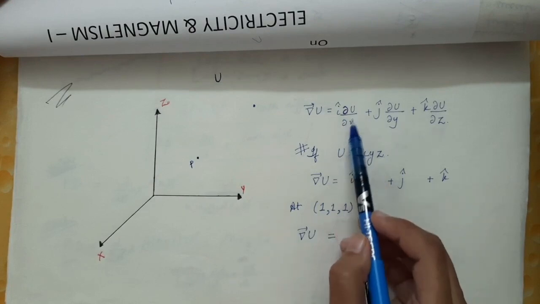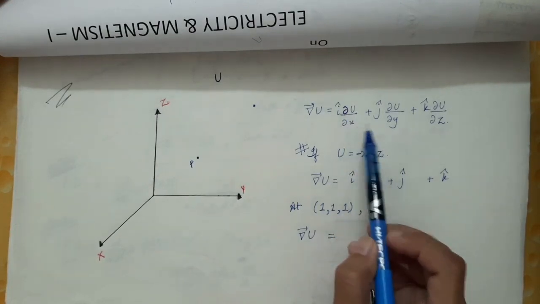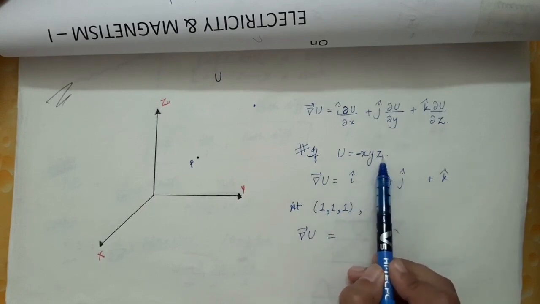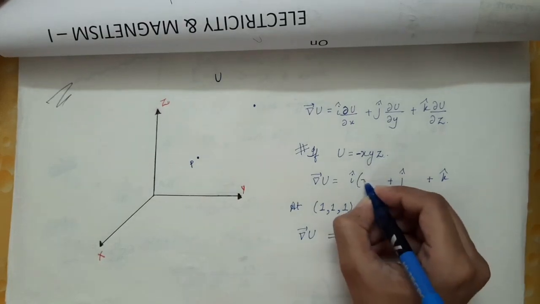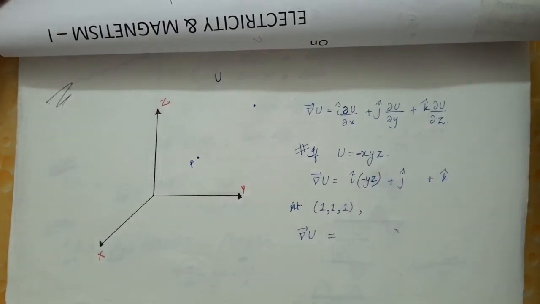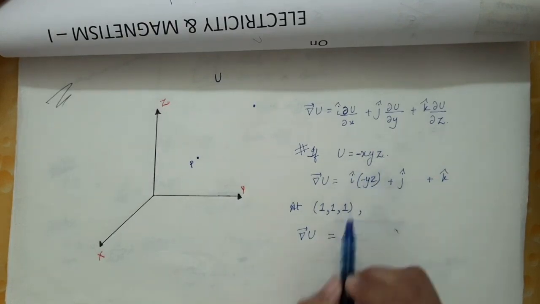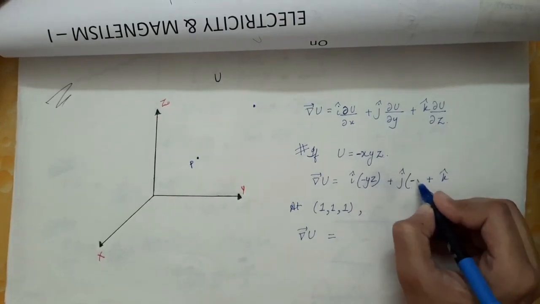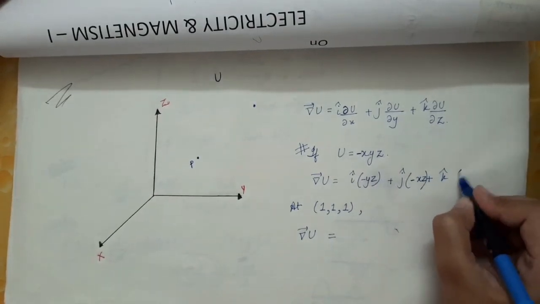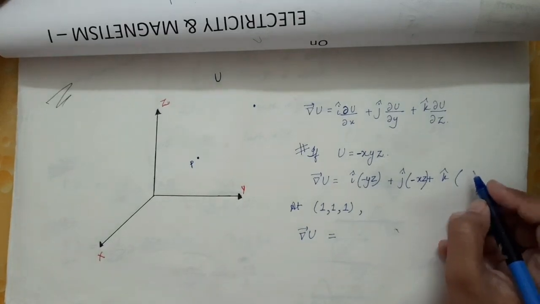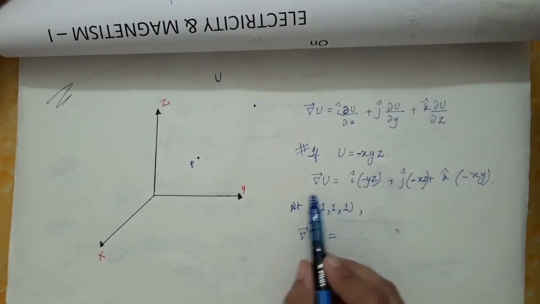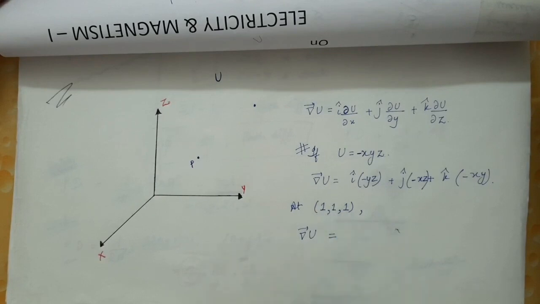The gradient is given by del u by del x i cap. When you do the partial differentiation of u with respect to x, you take y and z as constant. So the first term will be equal to minus yz. Then you do the partial differentiation with respect to y, and you get minus xz. Then you do partial differentiation with respect to z, and you get minus xy. So let's say we are finding the gradient at point P, which has coordinates 1, 1, 1.